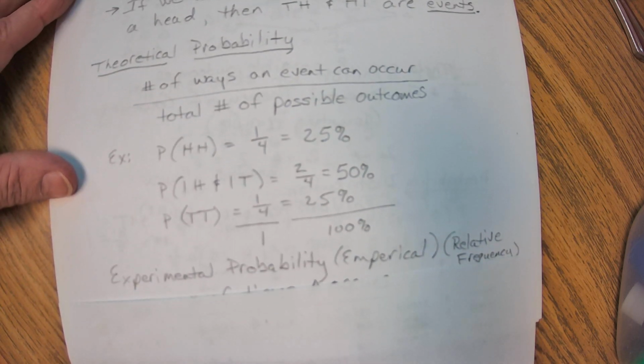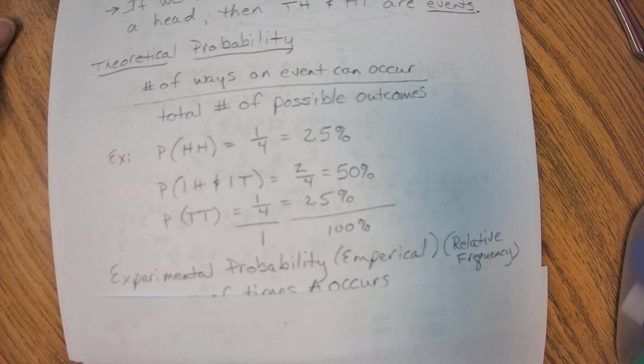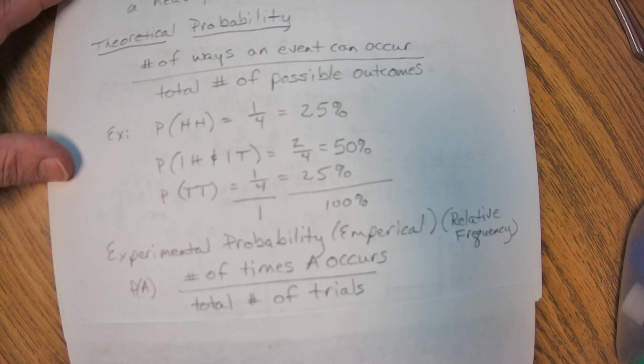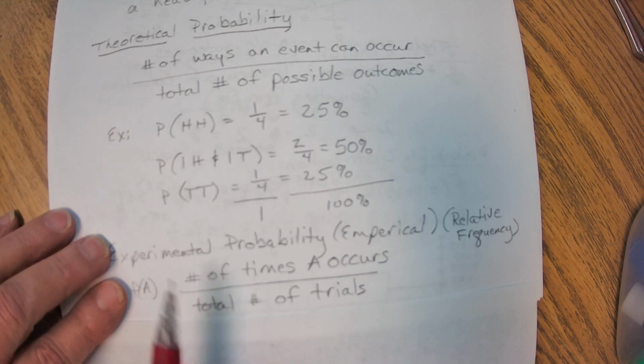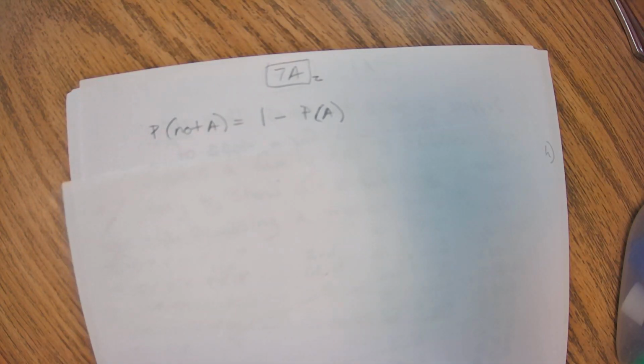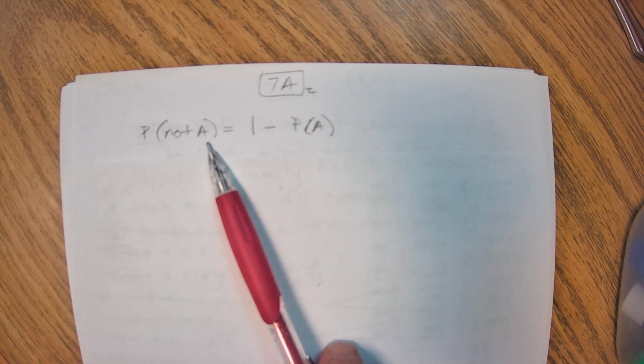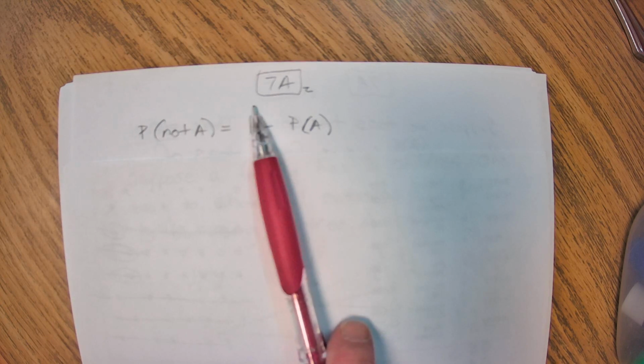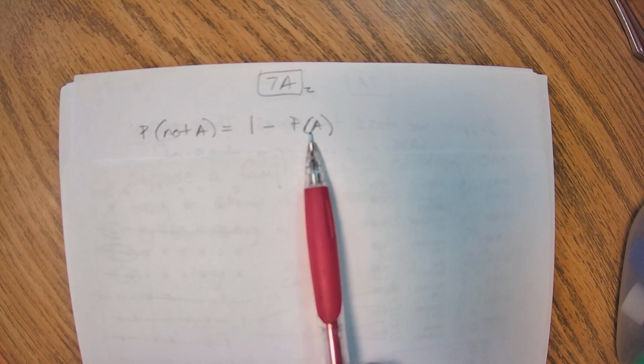Experimental probability, also called relative frequency in this textbook, is this: you would take the probability of A. You just put capital P, and then the event in parentheses, and it is the number of times that A occurs divided by the total number of trials. And the probability of not A would be 1, which is 100%, minus the probability that A happens.